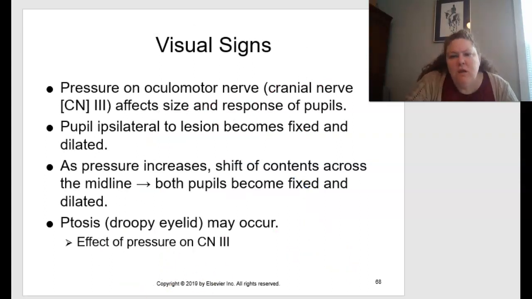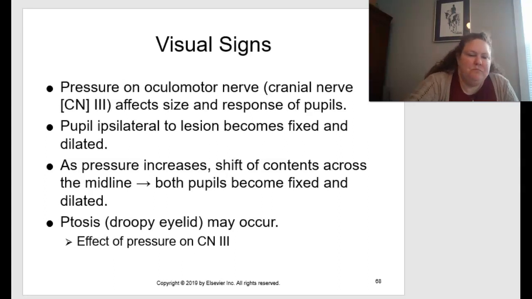Right. Okay, some visual signs would be pressure on the oculomotor nerve, which is also cranial nerve 3, and this can affect the size and the response of the pupils. The pupil ipsilateral to the lesion becomes fixed and dilated. As pressure increases, the shift of the contents across the midline causes both of the pupils to become fixed and dilated, and then you can also have ptosis, which is the droopy eyelid, and this may occur due to the effect of pressure on cranial nerve 3.